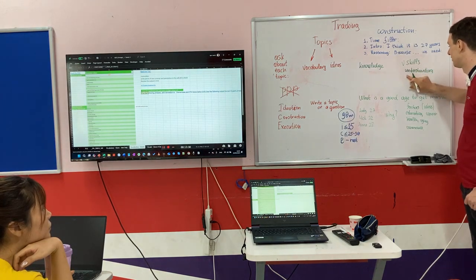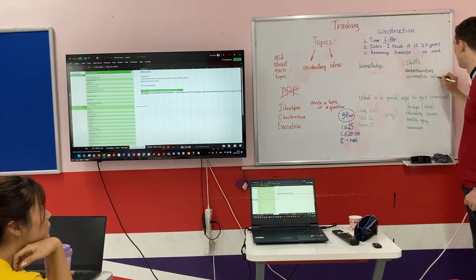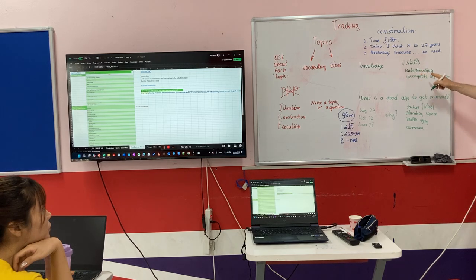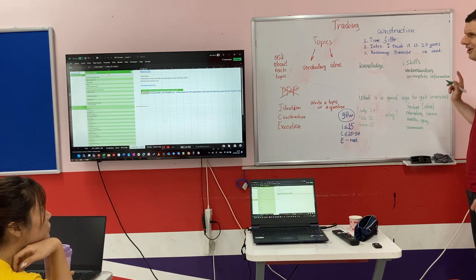But you can have a skill: understanding incomplete information. This is the skill they test you for in reading. They make the reading very challenging in terms of vocabulary.